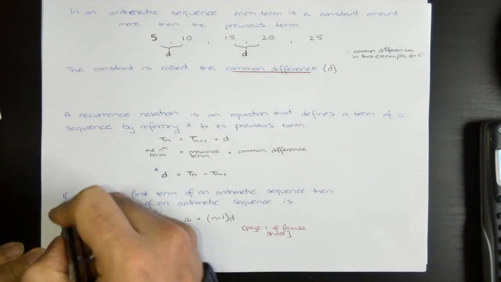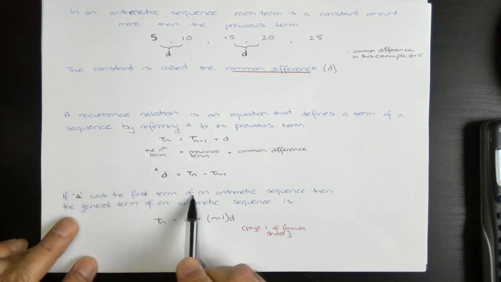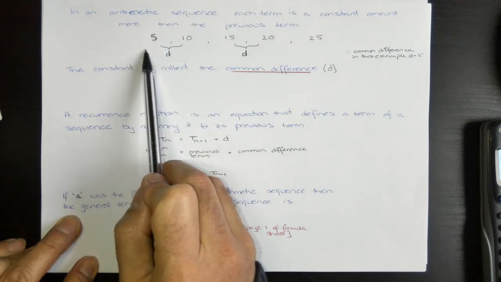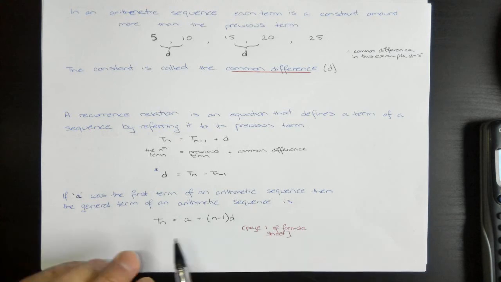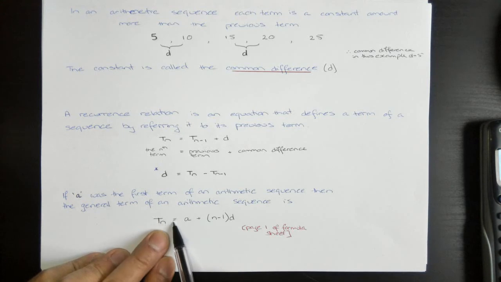If A was the first term of an arithmetic sequence, so for example A in this situation would be 5, the general term of an arithmetic sequence, the term that you want, Tn, is equal to A plus n minus 1 D. As I said, it's on page 1 of our formula sheet.